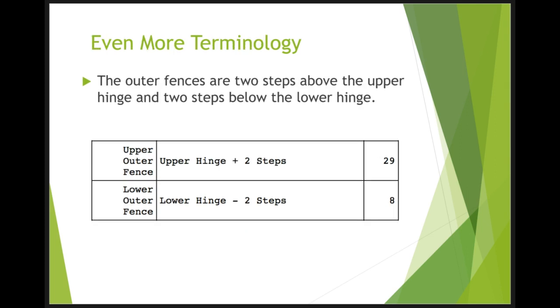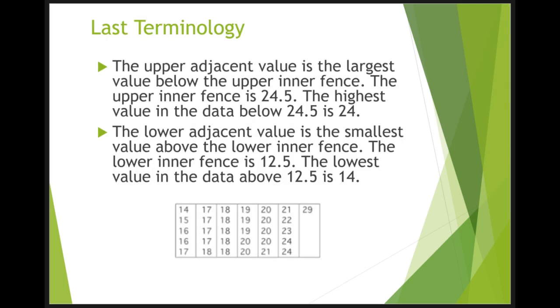The outer fences are 2 steps above the upper hinge and 2 steps below the lower hinge. The upper outer fence is 20 plus 2 times 4.5, which equals 29. The lower outer fence is 17 minus 2 times 4.5, which equals 8. Just a little more terminology and we'll get back to drawing the box plot.